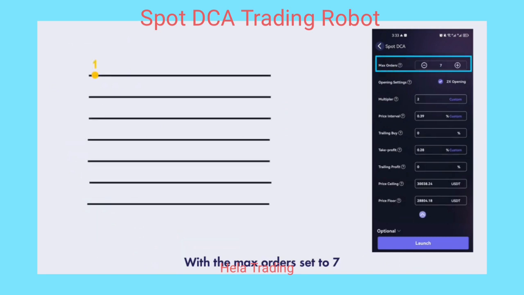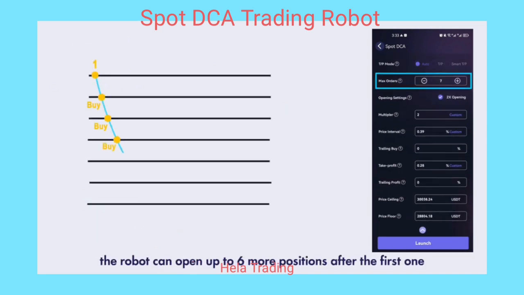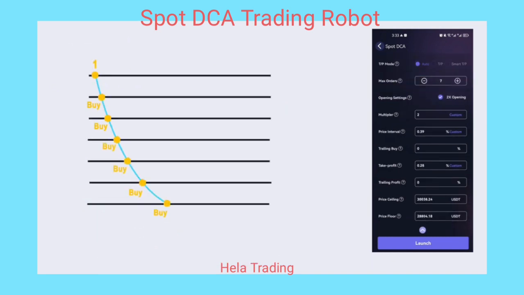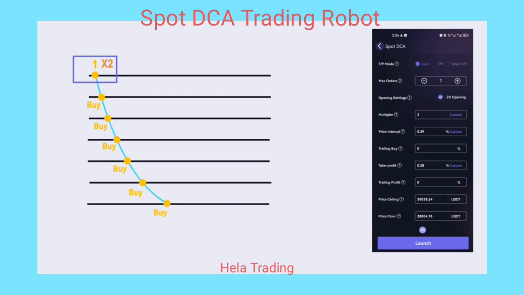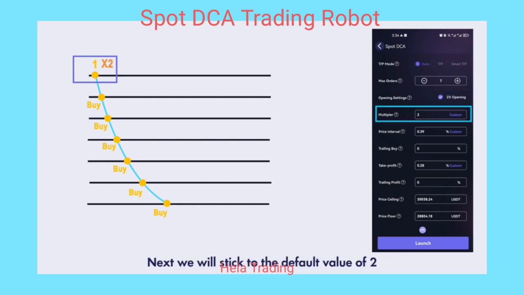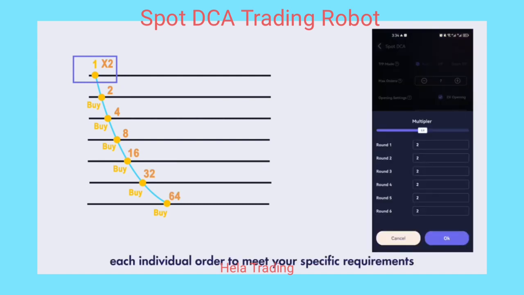With the max order set to 7, the robot can open up to 6 more positions after the first one. Enable double opening means opening the position with double the amount, but subsequent trades are still calculated based on the original first trade amount. Next, we will stick to the default value of 2, which means the next position will be the current position multiplied by the multiplier. Of course, you can customize this setting for each individual order to meet your specific requirements.